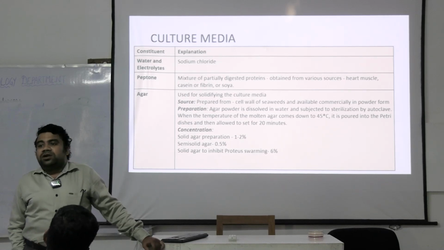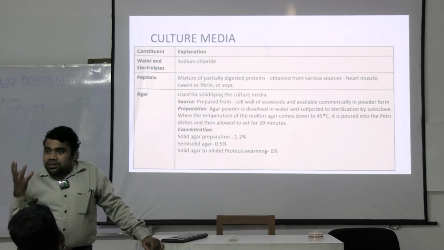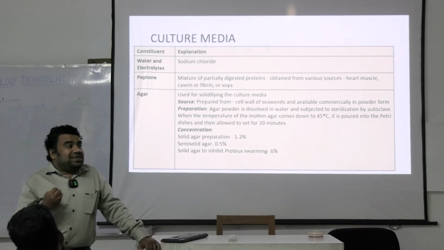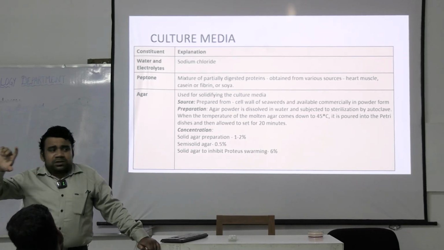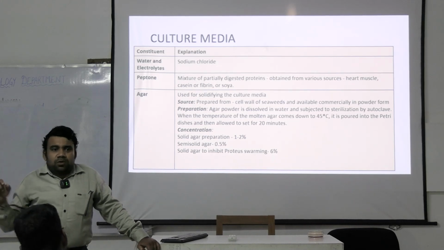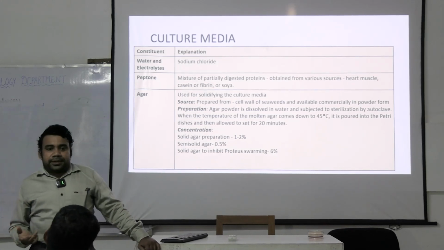Now, what will be the advantage of having a solid culture? We can take a look at the colony, the bacteria which grows, we can isolate them and we can segregate them. If it is in a broth, that is in a tube, there are multiple bacteria in it. We cannot identify them or separate them. On a solid culture, we can do that.